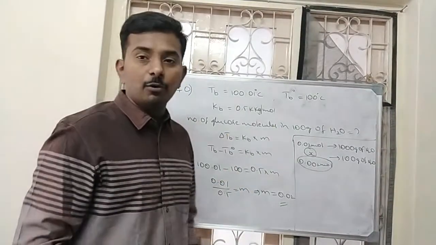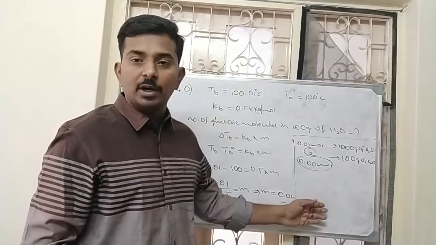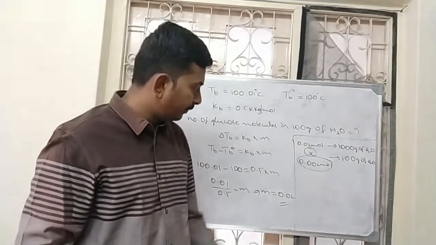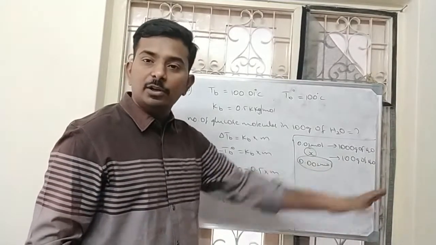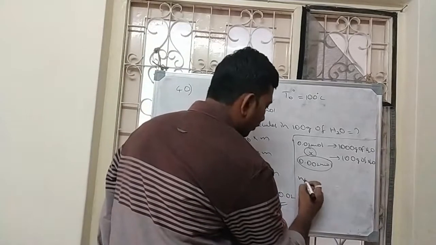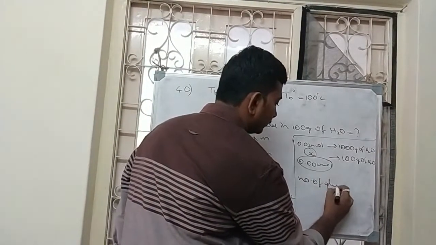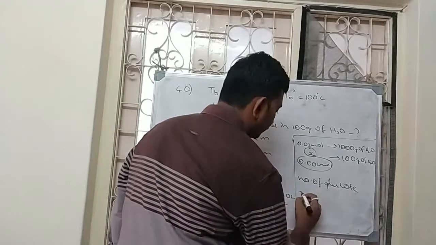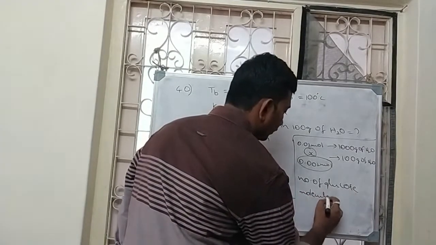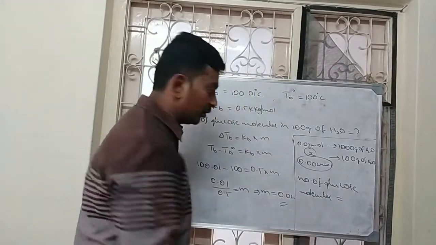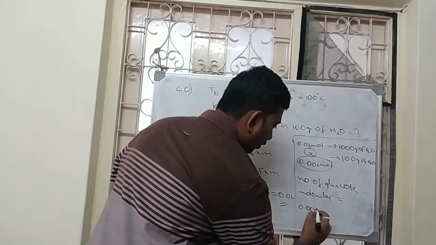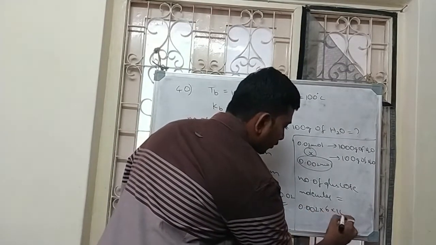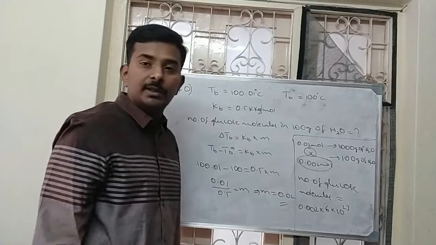But they are asking for the number of glucose molecules. We know that 1 mole contains Avogadro's number of molecules, so this many moles contain that many times Avogadro's number. So the number of glucose molecules will be equal to 0.002 into 6 into 10 power 23.